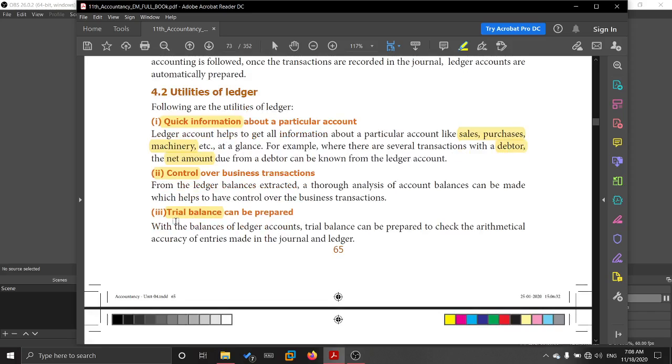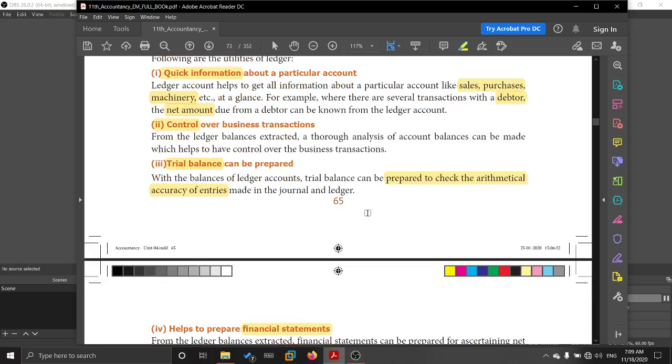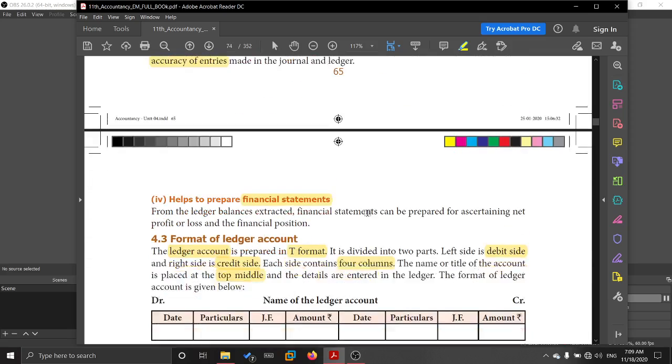Next step is preparation of trial balance, and that can be done only when we have the ledger balances. So ledger balances are based பண்ணி தான் நம்ம என்ன பண்ண போறோம், trial balance prepare பண்ணுவோம். The trial balance வந்து that is to check the arithmetical accuracy of the accounts made. Journalலையும் ledgerலையும் நம்ம கரெக்டா என்ட்ரி போட்டிருக்கோமா அப்படின்னு ஒரு counter check தான் இந்த trial balance. So that is prepared to check the arithmetical accuracy.